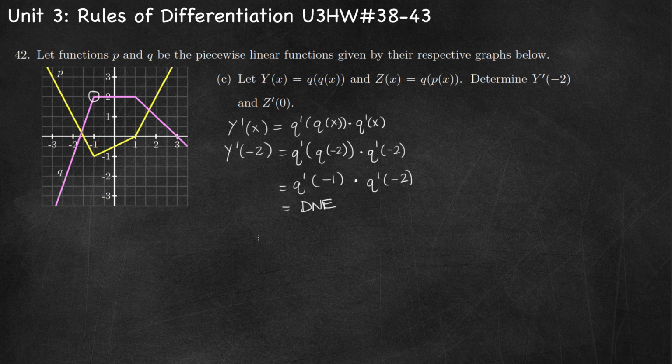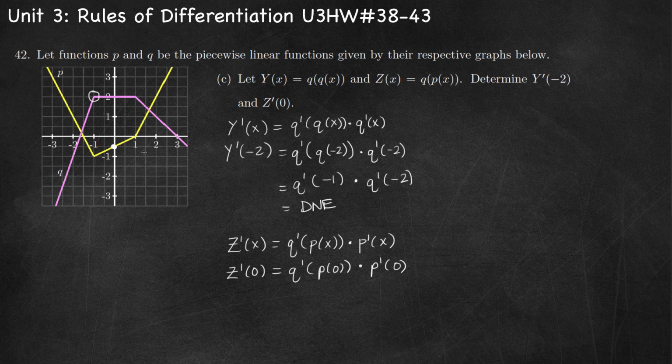Okay, so let's see what happens with z prime of 0. First, we'll find z prime of x. Z of x is in the form of q of stuff. So the derivative will be q prime of the stuff times the derivative of the stuff. So q prime of p of x times p prime of x. And we want z prime of 0. So we need q prime of p of 0 times p prime of 0. P of 0, we'll look at the graph of p, and when x is 0, we're at negative 1/2. So I need q prime of negative 1/2 times p prime of 0.